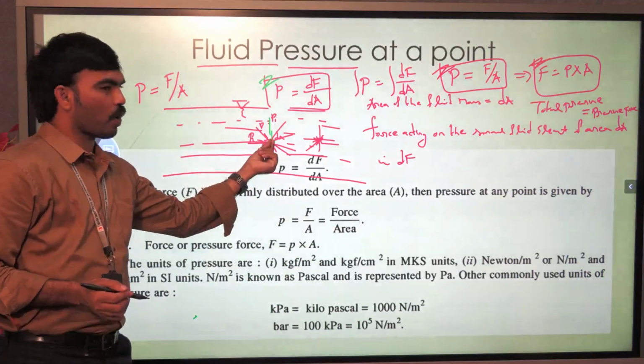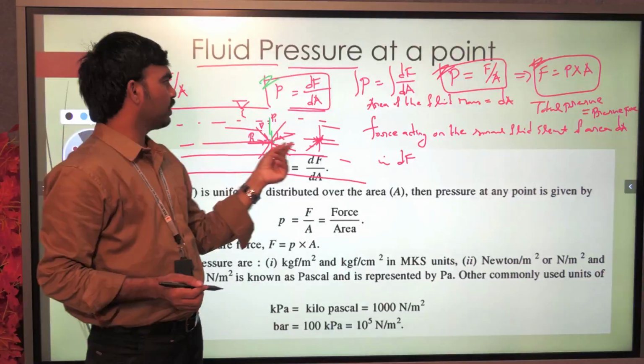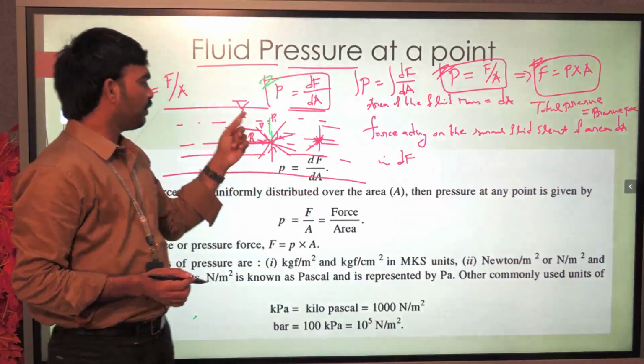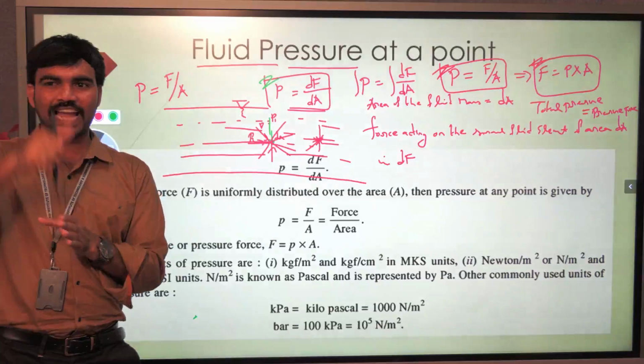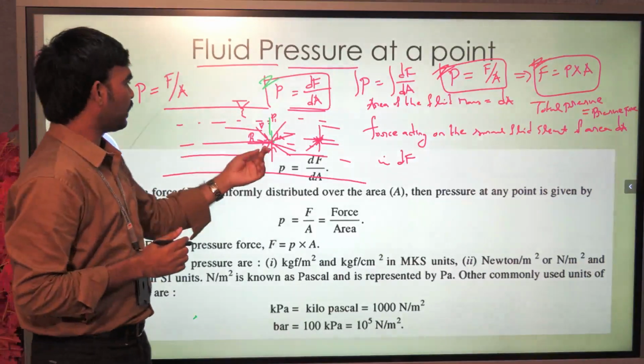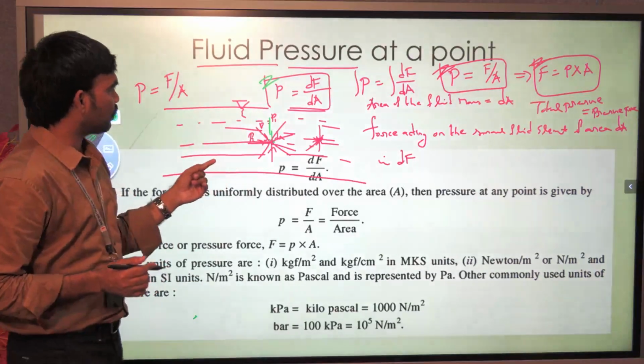Again I will tell you. I have considered a small fluid element in a fluid mass which is having area dA. We know that the pressure intensity always acts normal to the surface. So now I have considered what is the pressure.